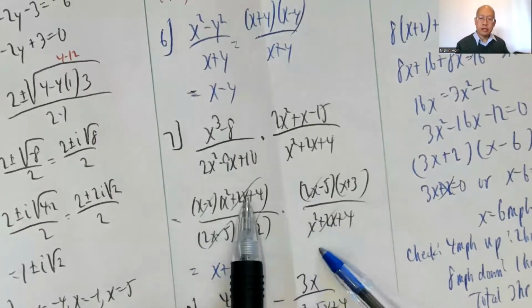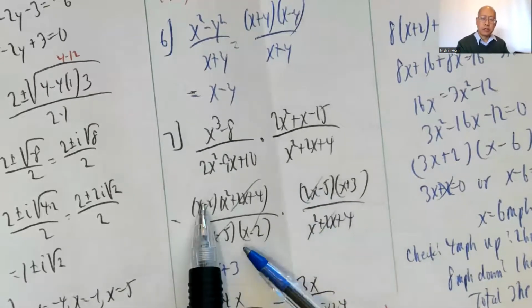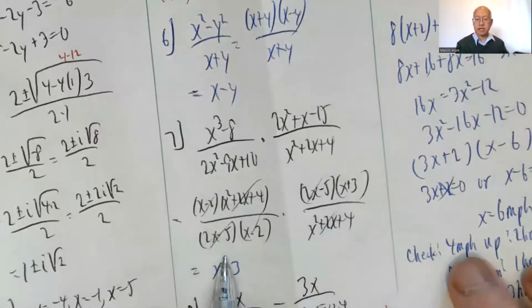So these two cancel, these two cancel, these two cancel. So the only thing I'm left with is x plus 3.